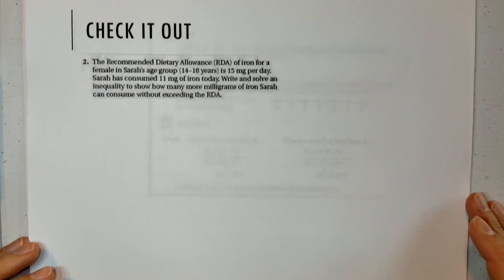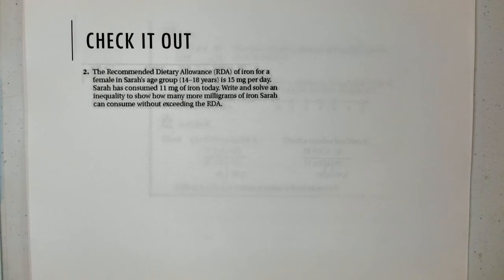So now there is a check it out problem. It says the recommended dietary allowance, RDA, of iron for females in Sarah's age group, 14 to 18 years old, is 15 milligrams per day. Sarah has consumed 11 milligrams of iron today. Write and solve an inequality to show how many more milligrams of iron Sarah can consume without exceeding the RDA.